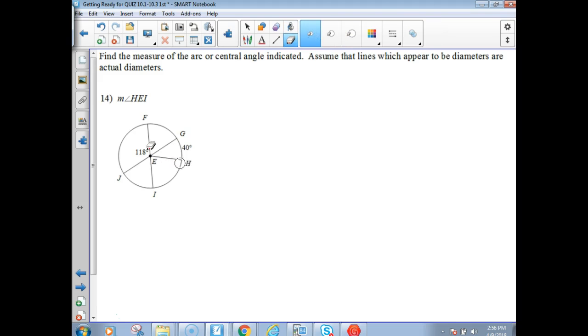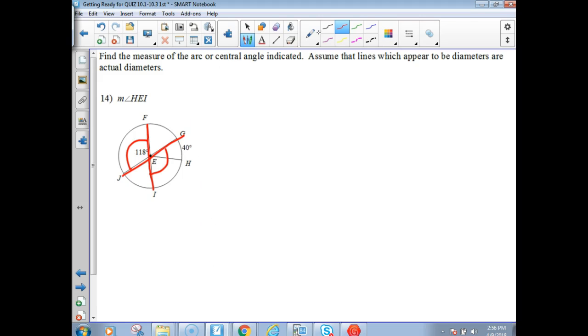Well, I was thinking maybe we need to use that 118. So I was going to look at what makes the 118. You see this? So this is an arc that's 118, and this would also be 118. You see the vertical angles?